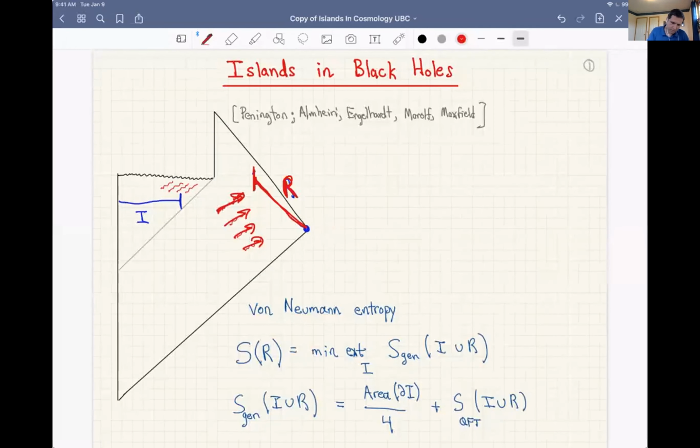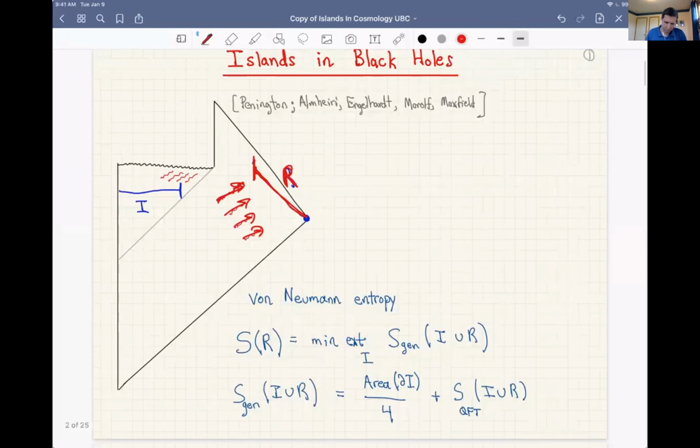So in this black hole context, what's been found is that there's a formula for the entropy, which is this formula showing up here, called the island rule. And the idea is the following. First, you include a region I for island, in the black hole interior. So that's this region over on the left. You include a region I. You calculate the generalized entropy of I union R. So this is the formula. We calculate the generalized entropy of I union R.